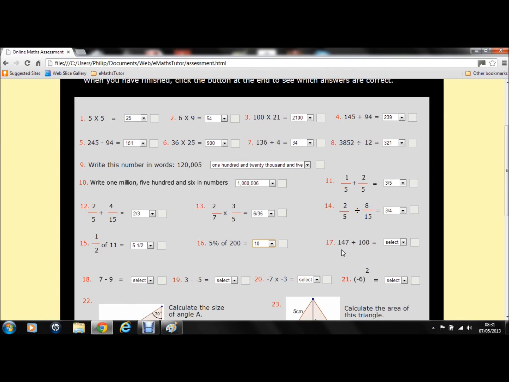Question 17. Division of decimals. We have a whole number here, 147. At the end of every whole number is a decimal point. When we divide by 100, that decimal point moves 2 places to the left. Divided by 10 would be 14.7, divided by 100 is 1.47.